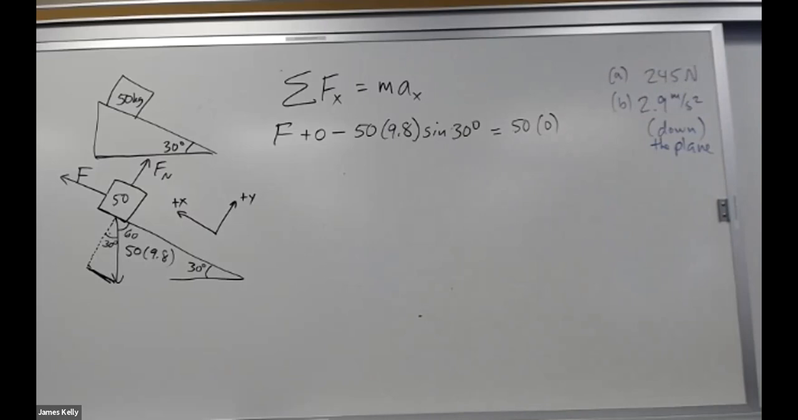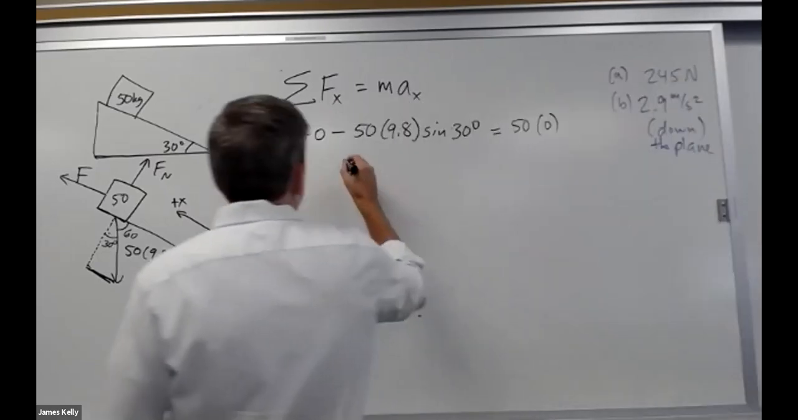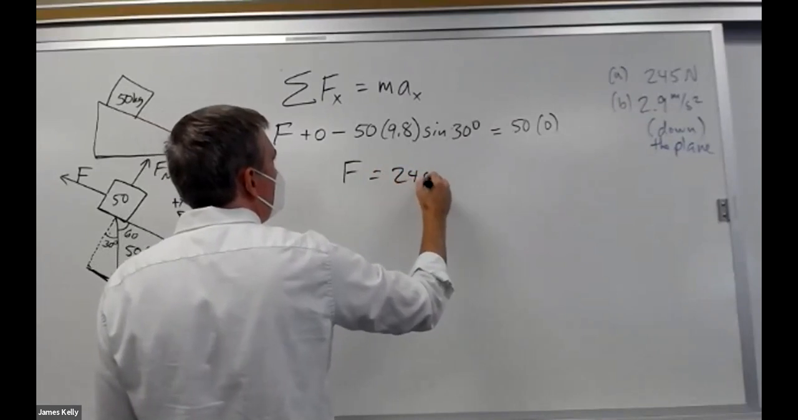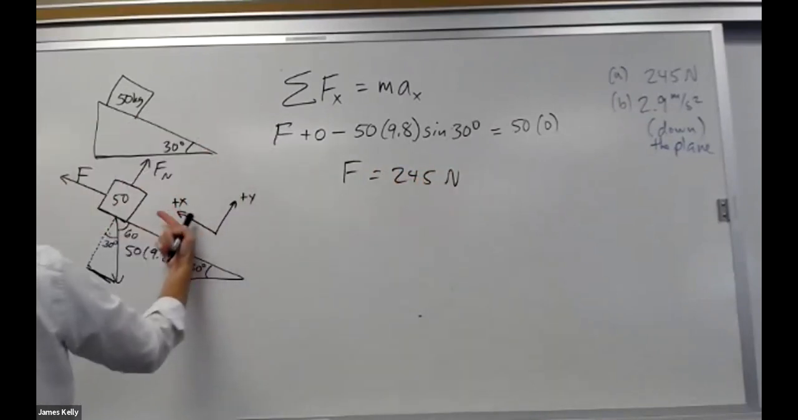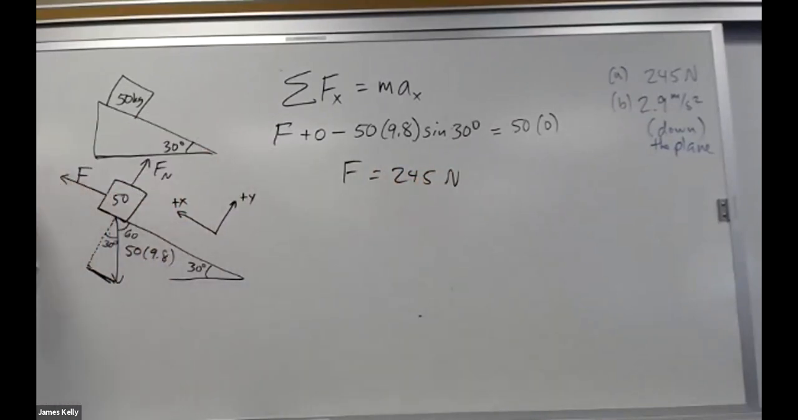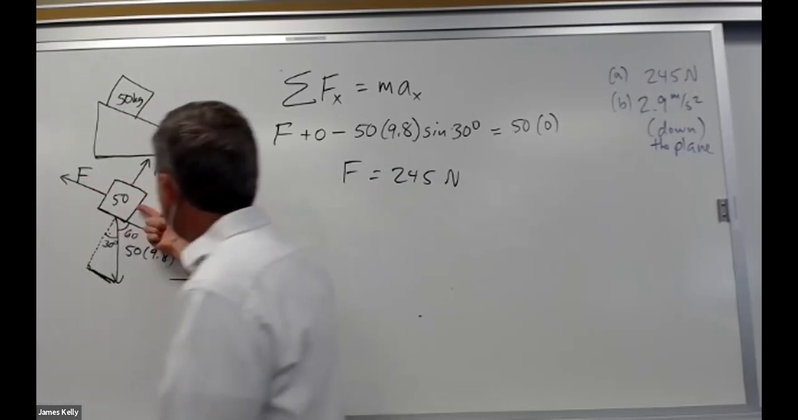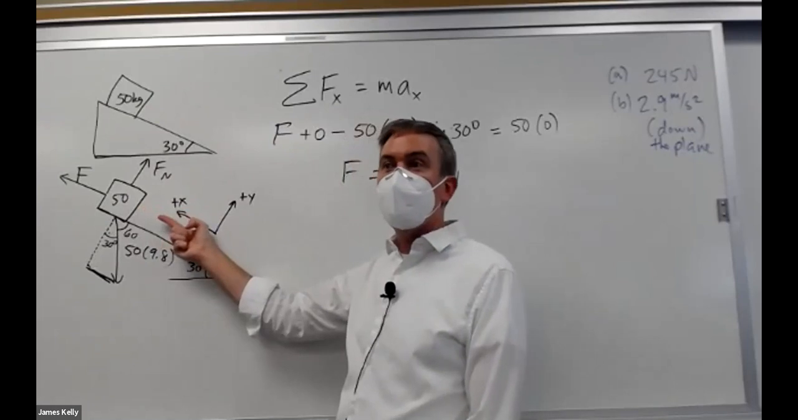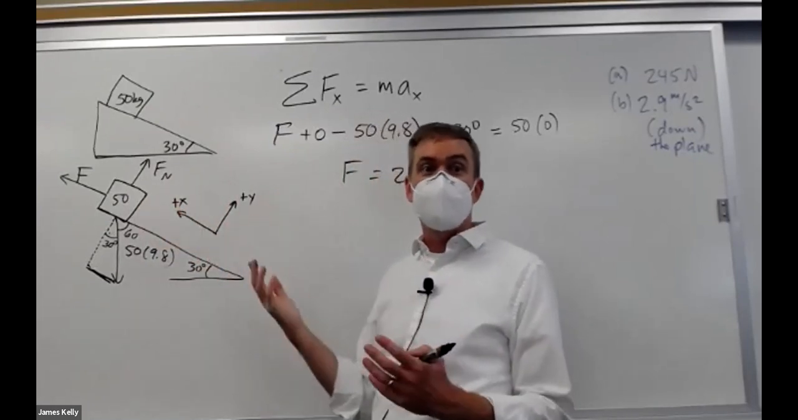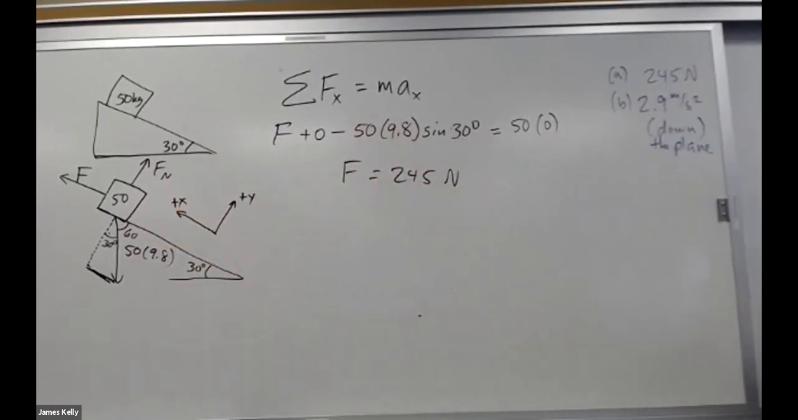And I can solve for F. F is then 50 times 9.8 times the sine of 30. That's this 245 there. That's how hard I have to push in that direction to keep this thing going at a constant velocity of 3 meters per second or 6 meters per second. I have to push that hard even if I'm lowering it down at a constant velocity. It doesn't really matter what the velocity is as long as it's constant. That's the same as the acceleration being 0.